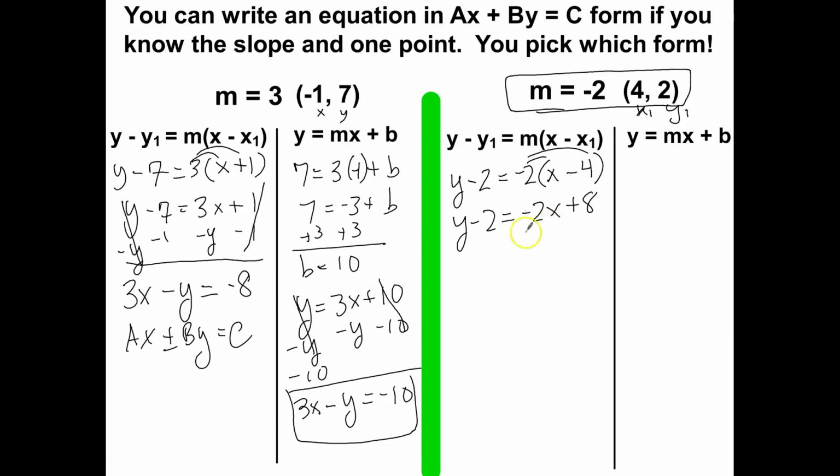All right, so I distribute here, 2x. I want you to be positive, and since I want you to be positive, I'm going to add you over here, right? Because I want you to be positive.